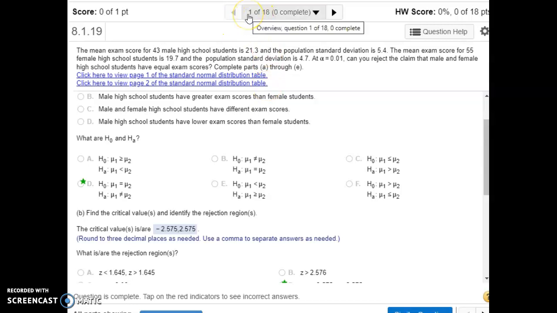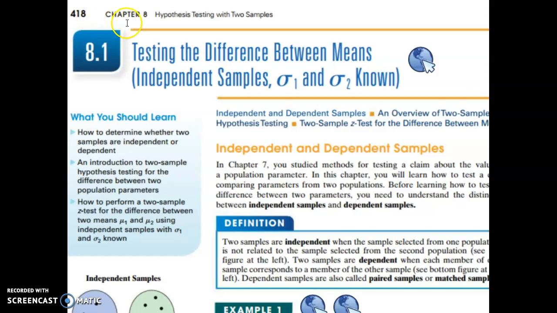For question 1, we're testing to see if there is a difference between the means of two different populations. Our first population is male high school students, and our second population is female high school students. You can read more about testing the differences between population means here.